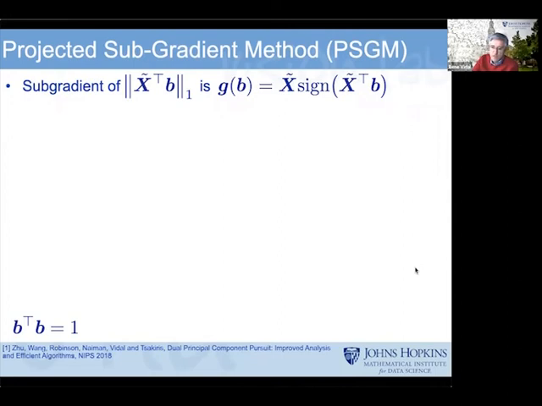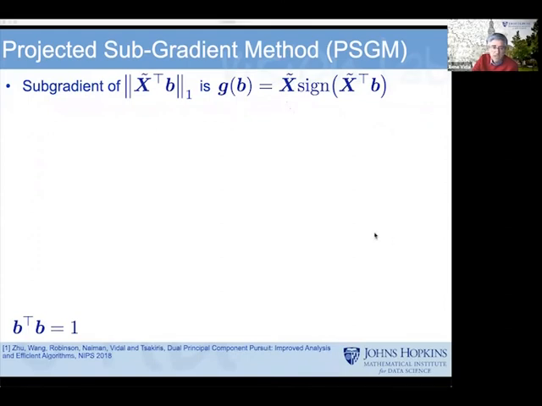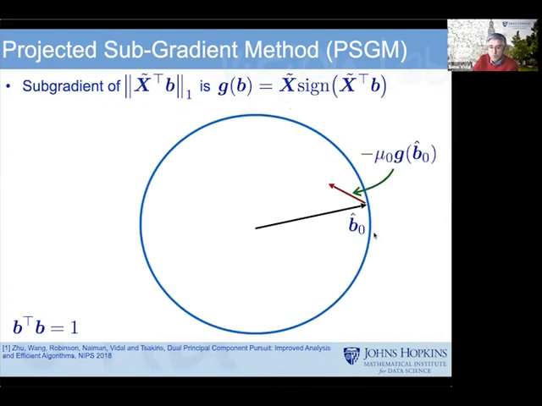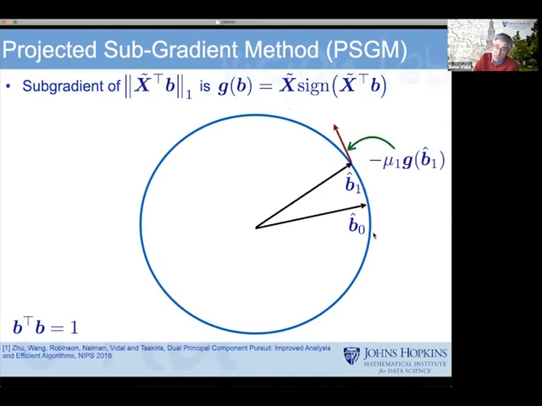The last method, perhaps the simplest, in fact quite a trivial method, is simply to apply the subgradient. So the subgradient of the objective is given here. It's just the sign of X transpose B multiplied by the data. And this is what we do. We compute the subgradient. So again, as before, we start with some initialization. We compute the subgradient and we move in that direction. When we do that, we are outside the sphere. So then we project back onto the sphere. We apply the subgradient again.